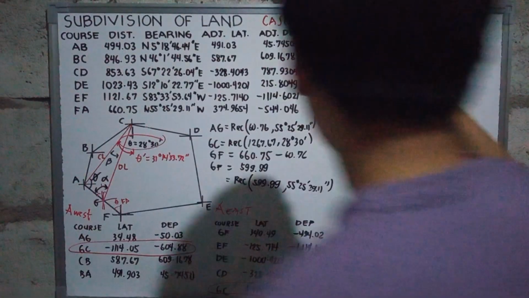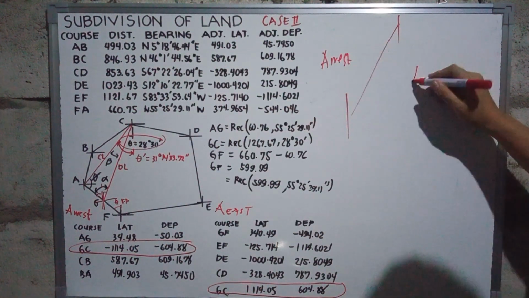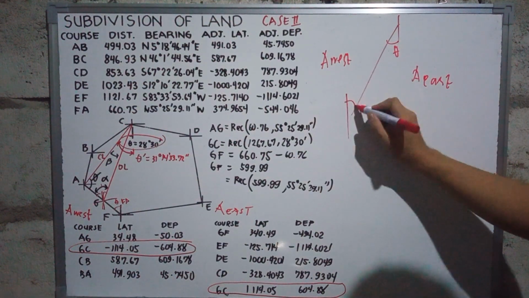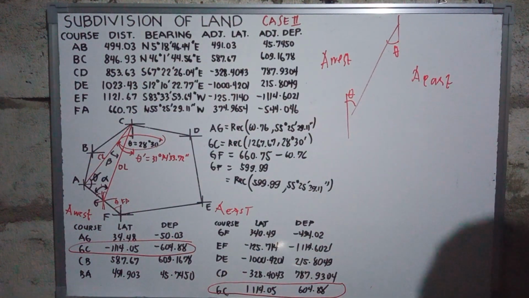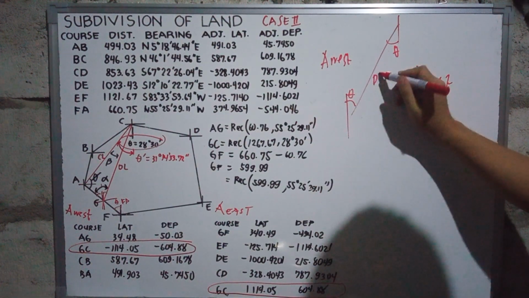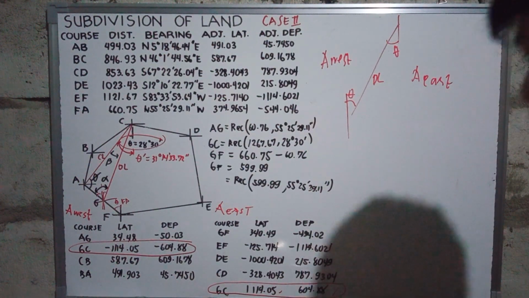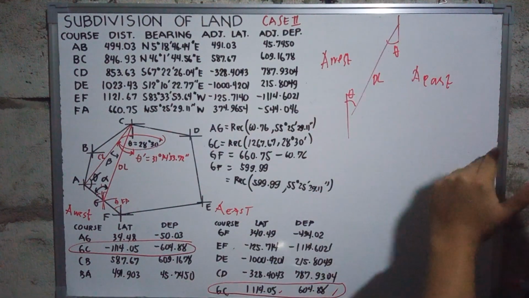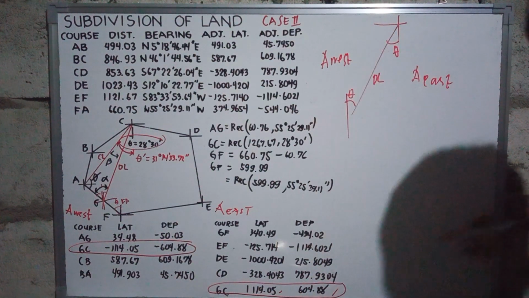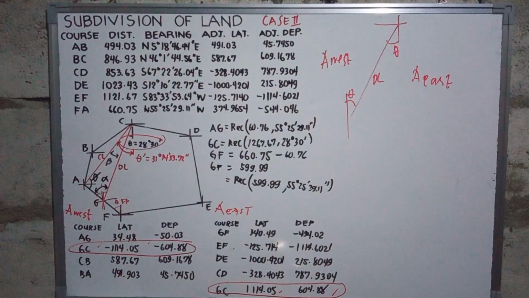So, if you notice, here is area west and here is area east. This is the bearing we used in area west, and this is the bearing we used in area east. That is why the direction of our dividing line in area east is northeast, so positive, positive. And the direction of our dividing line in area west is southwest, so negative, negative. So, that will be the best explanation.